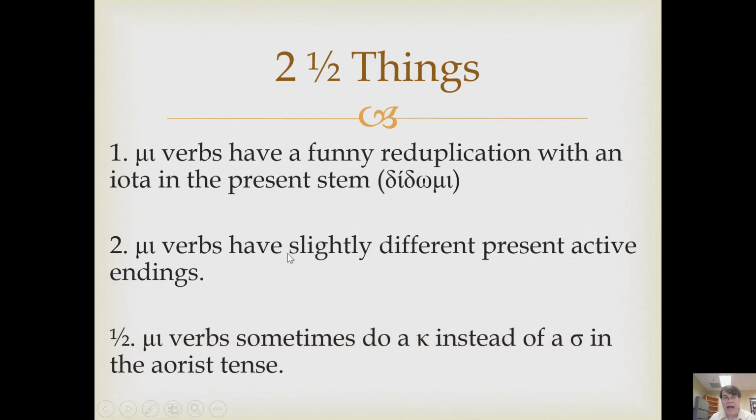And then I'm calling it a half, okay? Mi verbs sometimes do a kappa instead of a sigma in the aorist tense. So instead of a sigma alpha in the aorist, sometimes with a mi verb you get a kappa alpha. Okay, I didn't invent this language, but we can deal with it. So here are the two and a half things that are slightly weird about mi verbs. And if you got these, you got it.